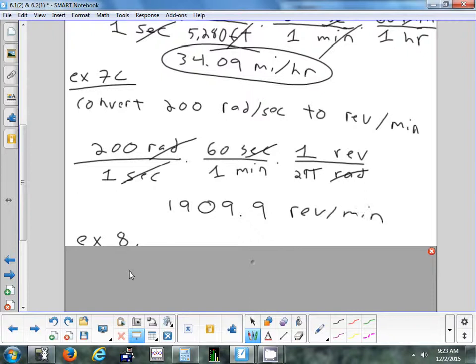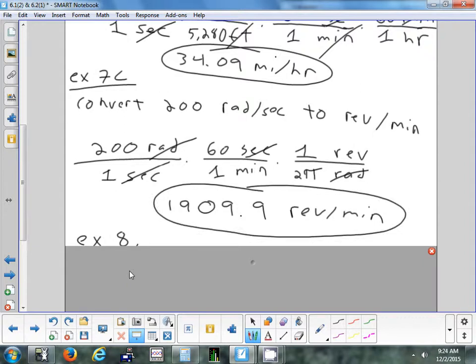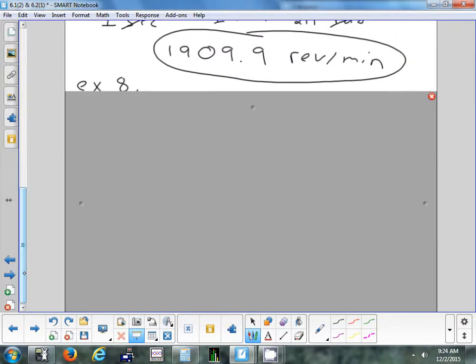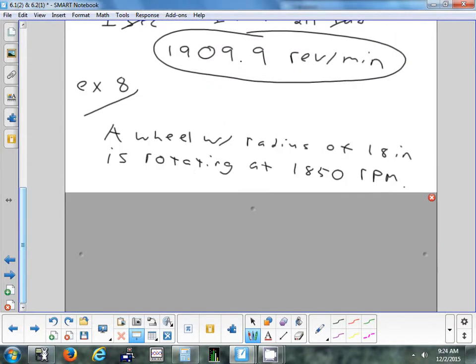So that's pretty fast. I mean, some engines go up to 8,000 or 9,000 RPMs, but 2,000 RPMs might be what your car idles at. Maybe. Okay, any questions on that? All right, so let's see if we can do this one.